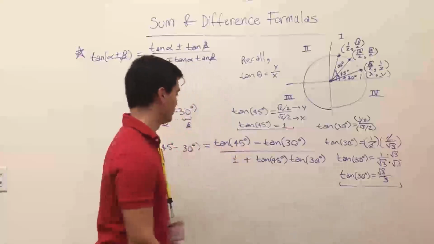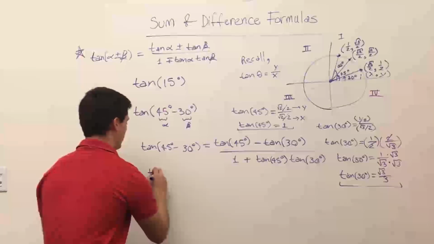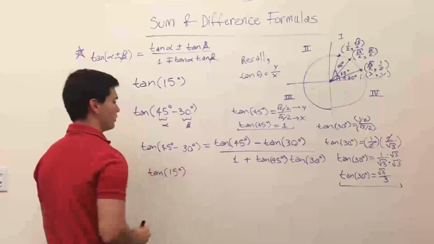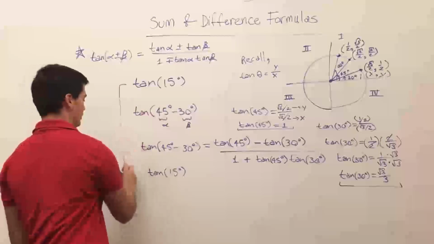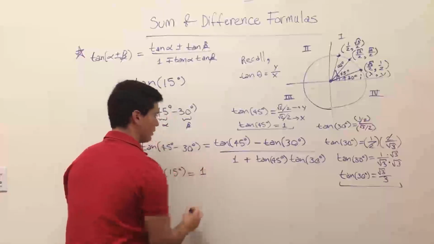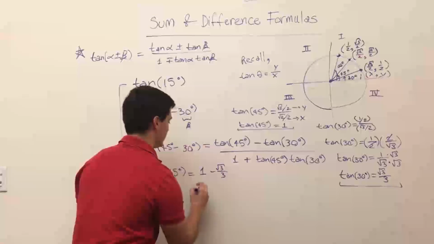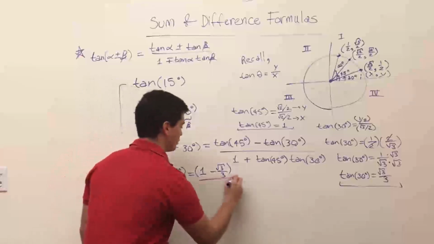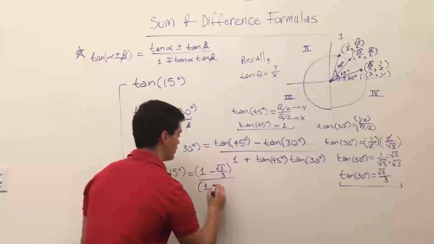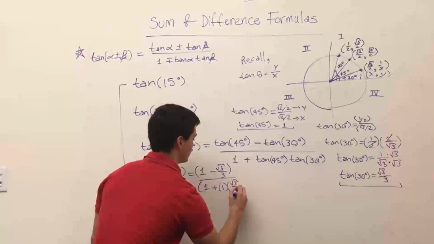So now we will use these two values within this function. The tangent of 15 degrees, so I'll just write it as 15 degrees to correspond with the original problem, is equal to tan of 45, which we said was 1, minus the tan of 30, which was root 3 divided by 3. I'll put a set of parentheses there so I can distinguish between my numerator and my denominator. And I will have on the denominator 1 plus parentheses 1 times square root of 3 over 3.